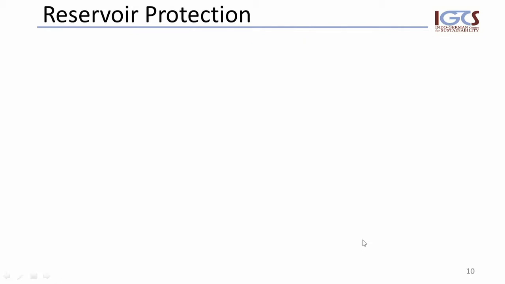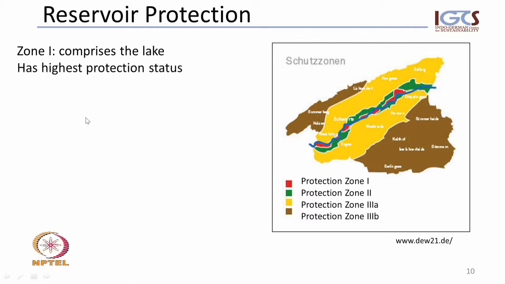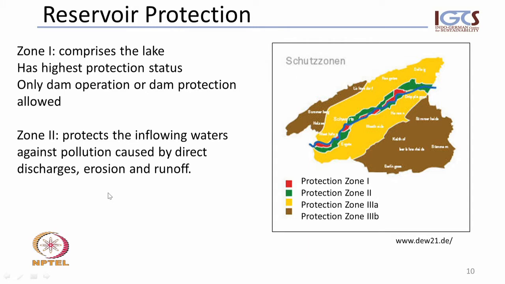topography and geomorphology. Now, what can this look like on a map or on a sheet of paper? We have here the different protection zones, 1, 2, and 3, divided into A and B. And we have zone 1 comprising the lake, which has the highest protection status. Only dam operation or dam protection will be allowed. Then we have the second zone, which protects the inflowing waters against pollution caused by direct discharges or erosion and runoff, and potentially being flushed into our reservoir.